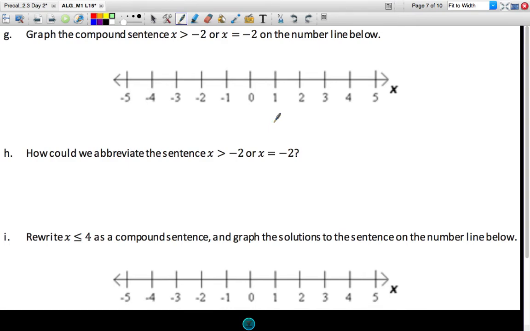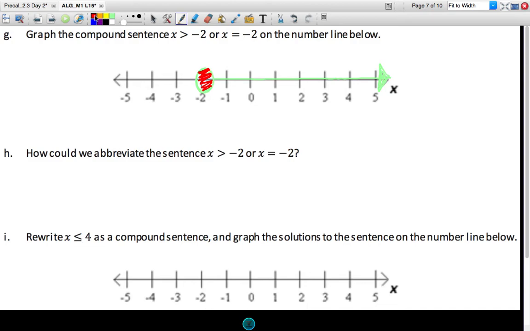Part G. Graph the compound sentence x is greater than -2. So that would be an open circle, heading to the right. Graph x is equal to -2. How we graph a number that's equal to is just simply a dot, and usually our dots are filled in. So if you look at this, now we have actually filled in that open circle.